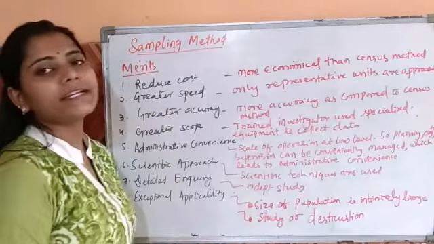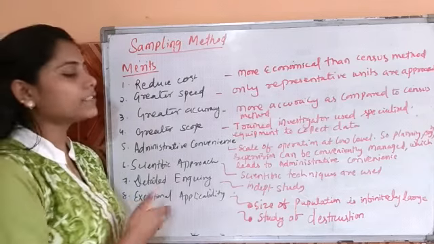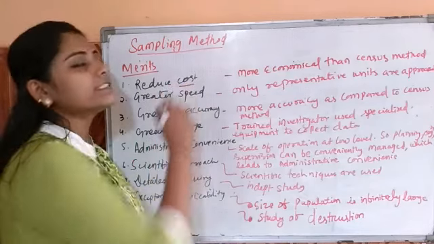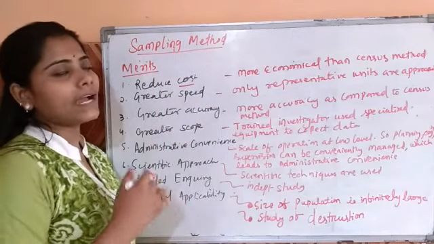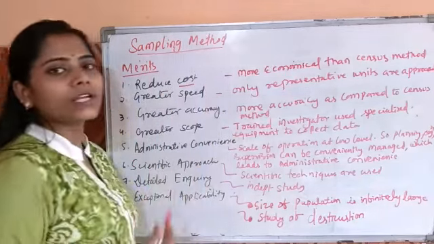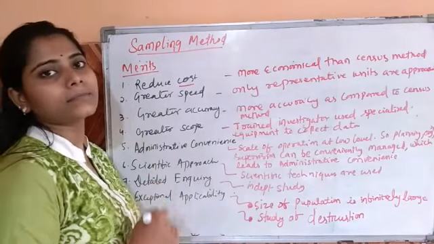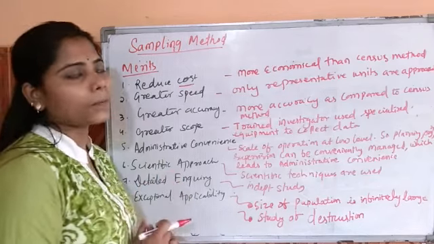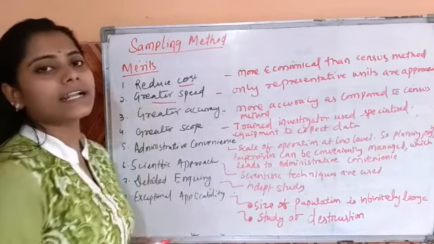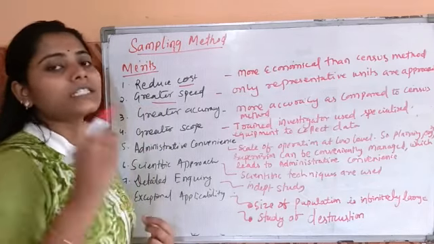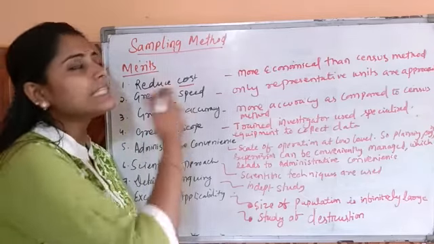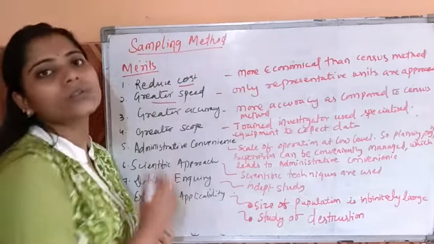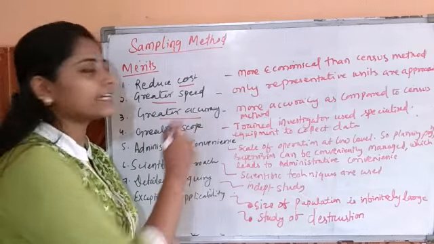Next are the merits of the sampling method. We discuss these one by one. First is reduced cost. We can say that the sampling method is more economical as compared to the census method, because we just study a small part of the population. The next is greater speed. As we study the representative units in the sampling method, the data collection goes at a greater speed.